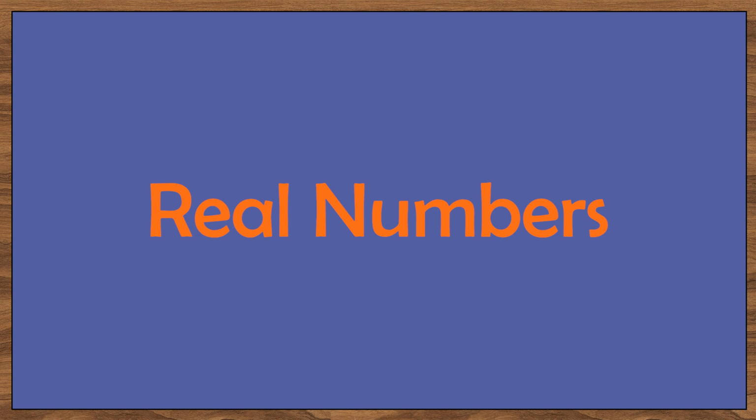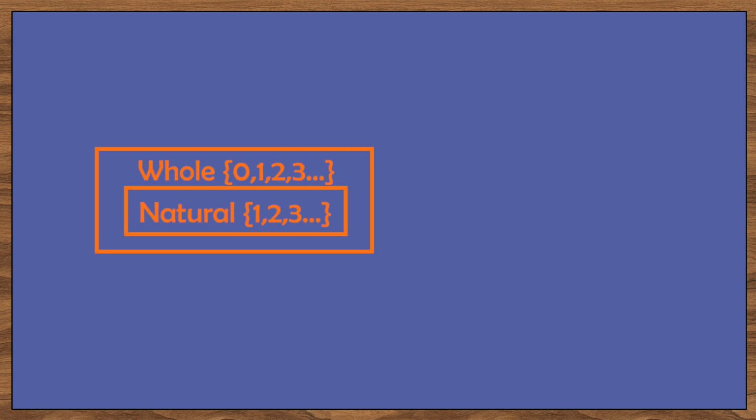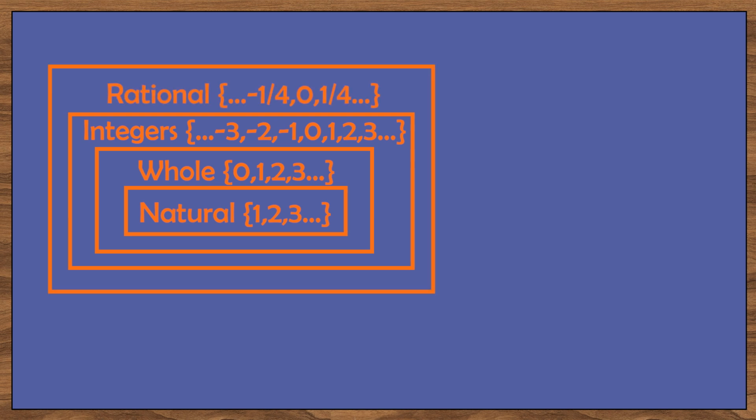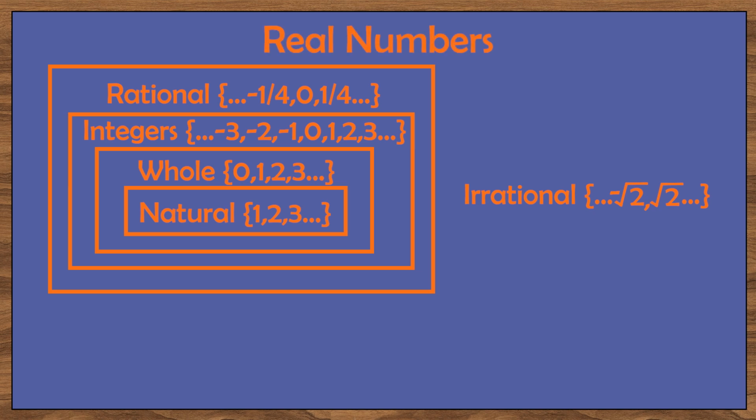Everything I've discussed so far falls under one big umbrella called real numbers. To help visualize this in review, we can do this. Start with the natural numbers. Then we add 0. Next, we include the negative numbers. After that, we add fractions and decimals. And then everything else. This is what real numbers are.